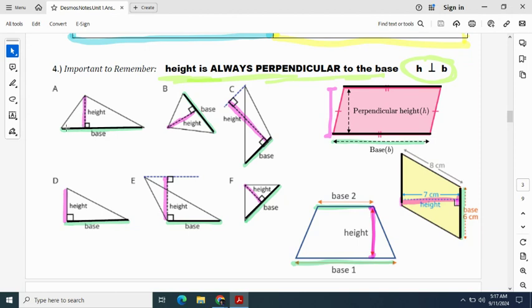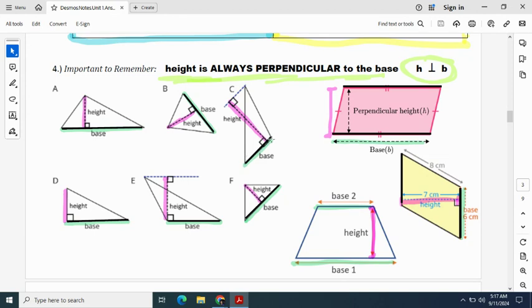The base always has to be a side of the polygon, and then the height has to be perpendicular to the base. So if I look at B, I know that this has to be the base because it has to be a side of the polygon and the height has to be perpendicular to it. It forms a right angle. Now, looking at this, these dotted lines mean it's not an actual side. The solid line is a side. This bottom piece is the base.